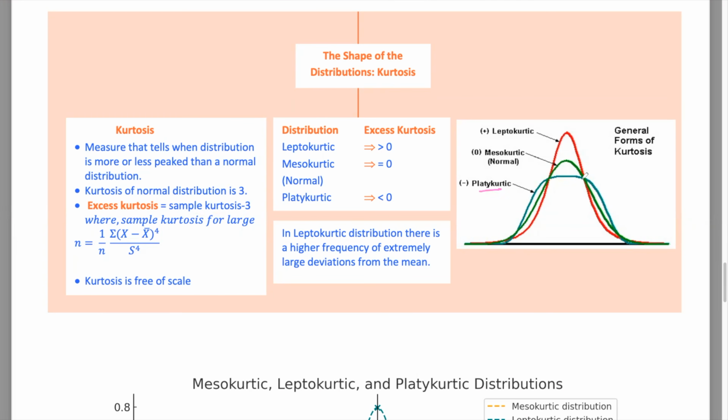Now look at the platykurtic distribution. This shows a flatter peak with short tails. It indicates low kurtosis, suggesting data points are spread out more evenly and less clustered around the mean.